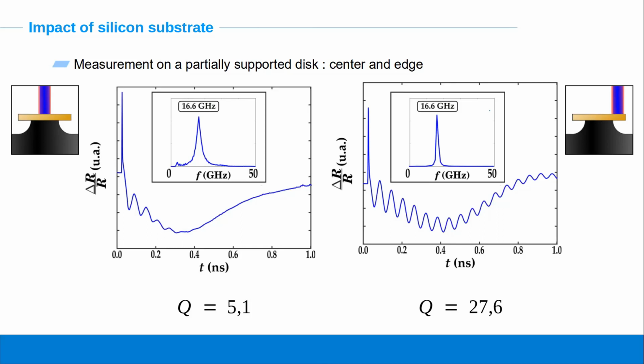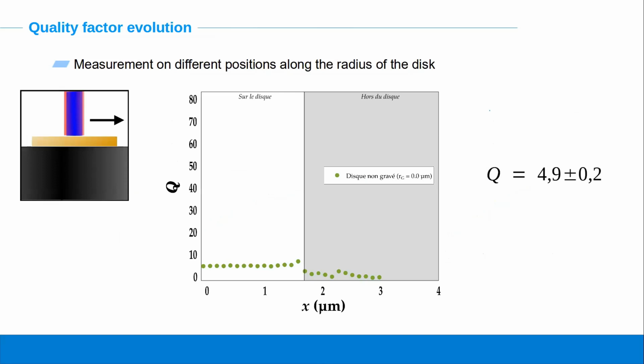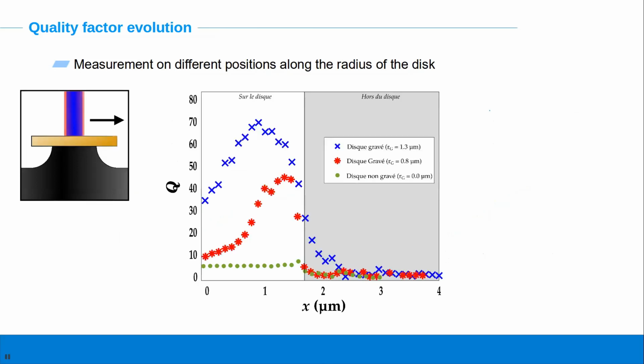And so to investigate this spatial dependence further, we can do several measurements along the radius of a single nano disk. In the absence of etching, we have very similar values all along the radius with very few variations. But if we now consider an etched sample, we have a much more important variation of the quality factor, reaching almost 70 compared to 5, when you have a very important etching of the disk and of the silicon.